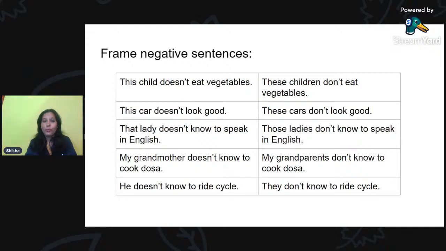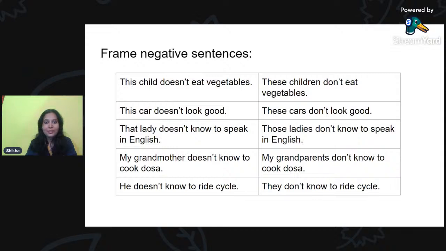DOES. So when you have changed one verb to singular form, the other verb will come in its base form, that is, the plural form. Yes, and that's why whenever we use does, the next verb will come without s. This child doesn't eat vegetables. These children don't eat vegetables. This car doesn't look good. These cars don't look good.